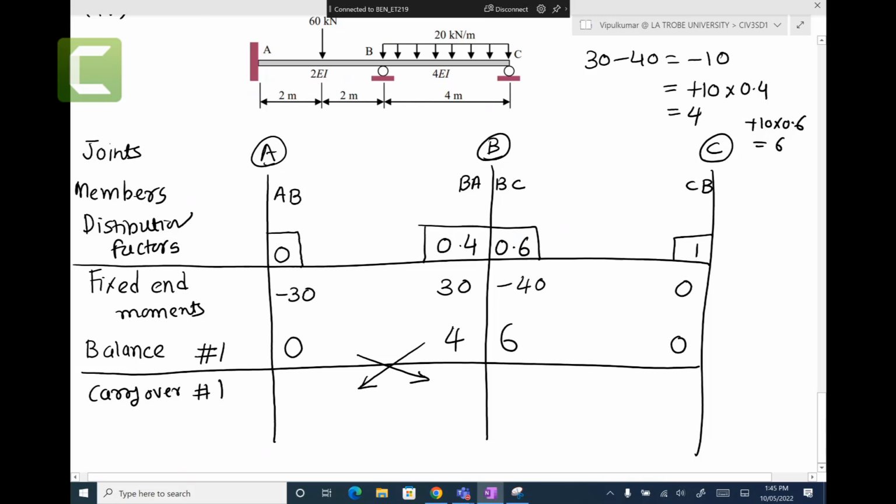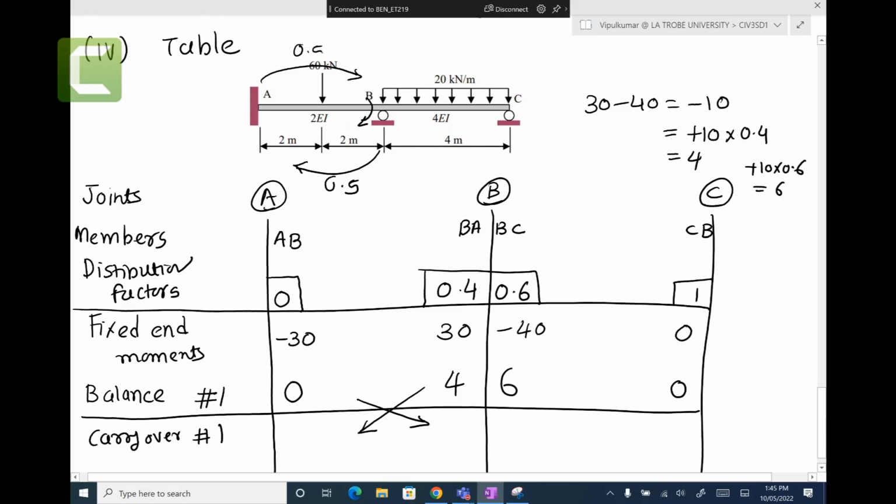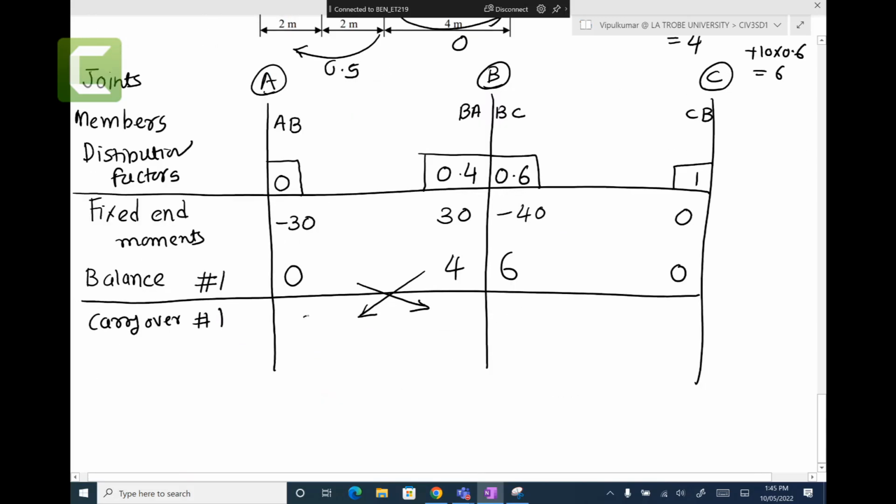So the carry over from B to A is 0.5 because whatever the moment here, it will become half here. And carry over from A to B is 0.5 because you have B is fixed. Carry over from B to C is 0 because this is a roller. From C to B is 0.5. Right? So it's just multiplying by 0.5. Carry over from here 0 because it's multiplied by 0. It is roller, and that is 0.